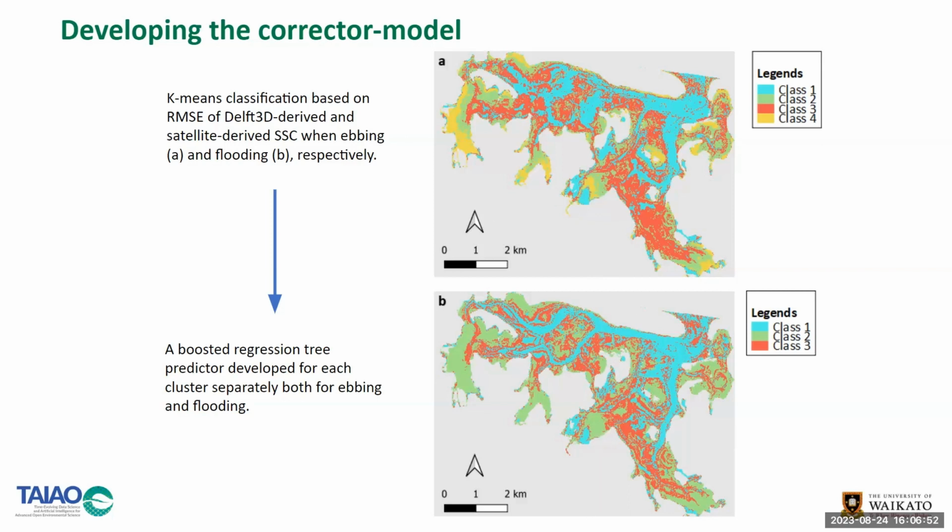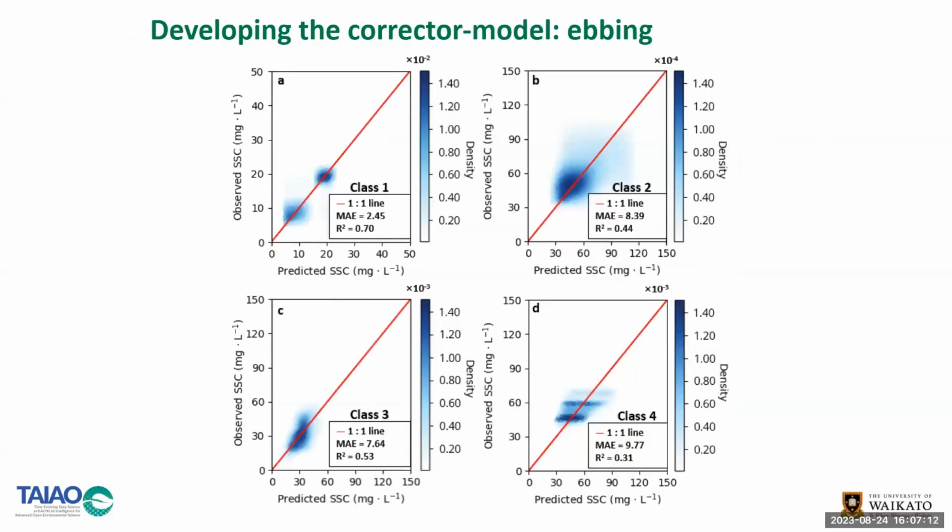All right. And then once we got our classes, we then created a classification predictor regression model based on each of those classes separately. So we made 7 different models, and so we classified each of those areas and had a separate regression model for each of those 7 areas. Okay, so this shows some of the results for each of the classes for the ebbing model.